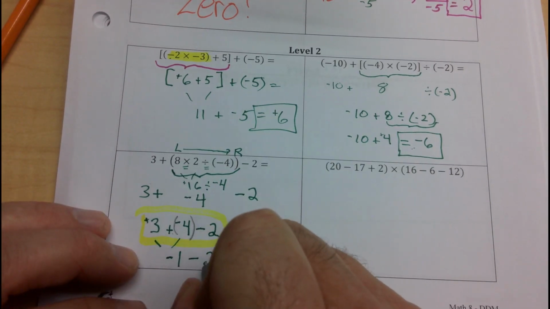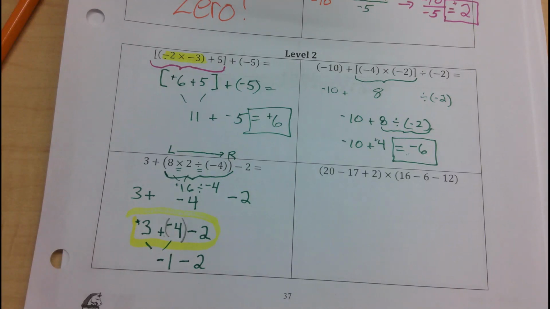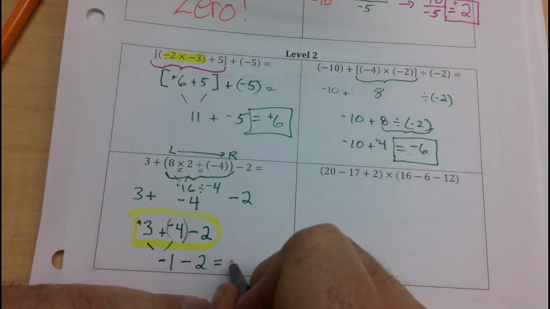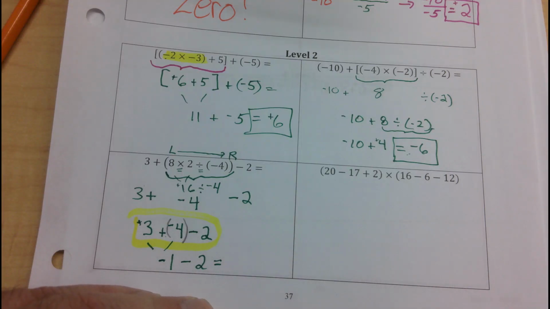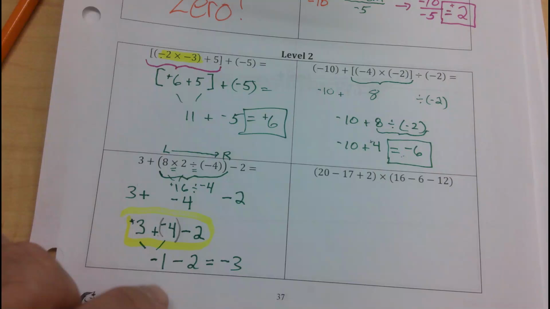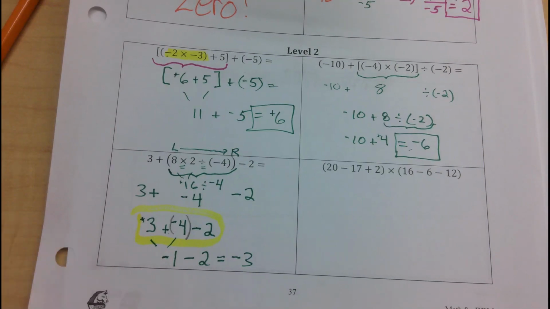Subtract 2. Negative 1, subtract 2. Who says positive 1? Who says negative 3? Oh, yeah, it's negative 3. This is the one that trips people up. Yes?